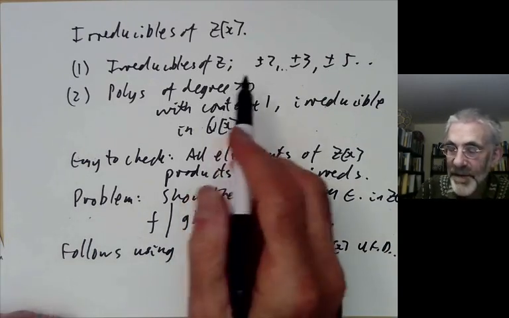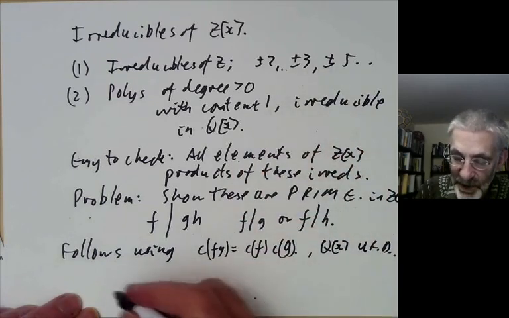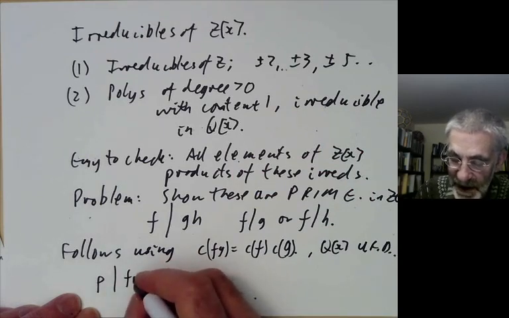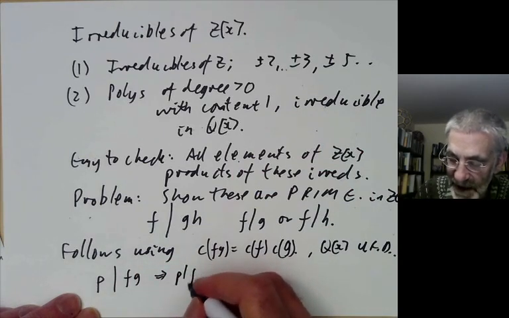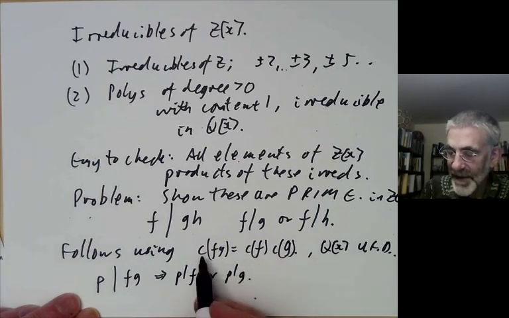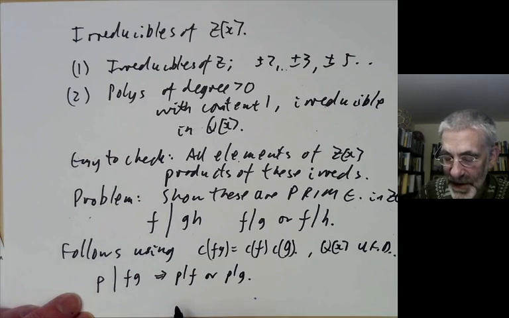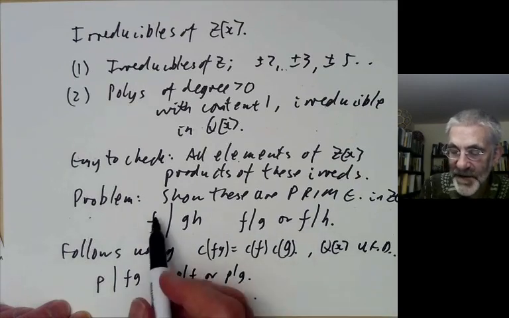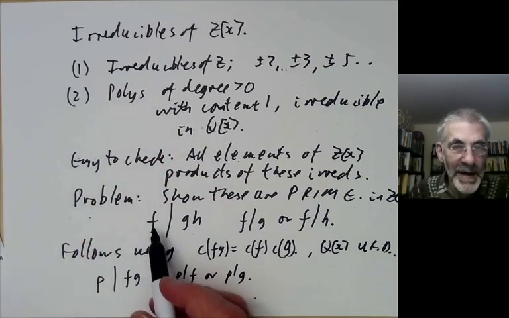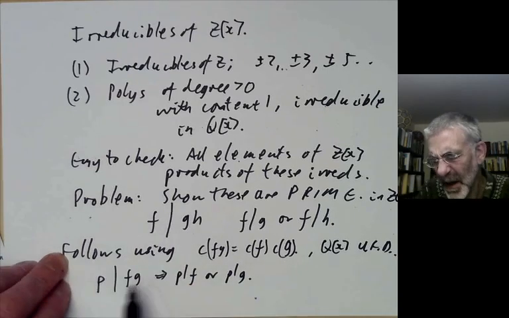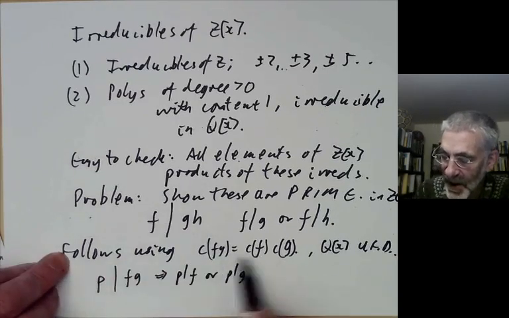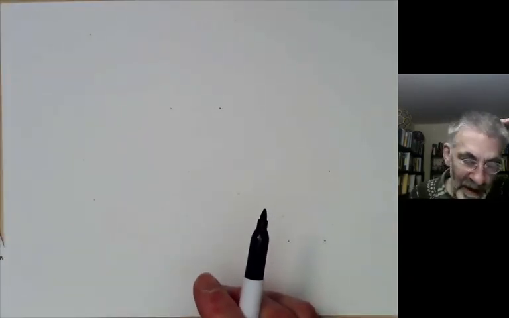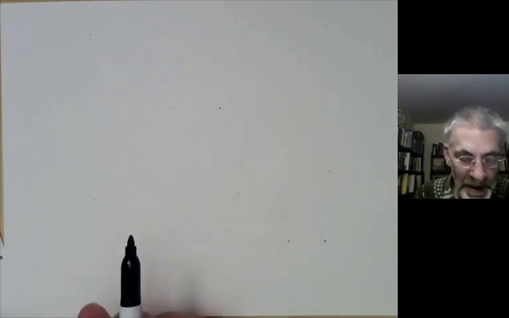And now, for example, if we want to show that these irreducibles are prime, we just want to show that if p is a prime of the integers and p divides fg, then this implies p divides f or p divides g. And this follows immediately from this fact about the content. And we also want to show that if f divides gh, then f divides g or f divides h for f an irreducible polynomial. And I'm just going to leave that as an exercise. It's slightly more complicated than this, but not very difficult. And again, you use these two facts here. So that shows that polynomials over the integers form a unique factorization domain.